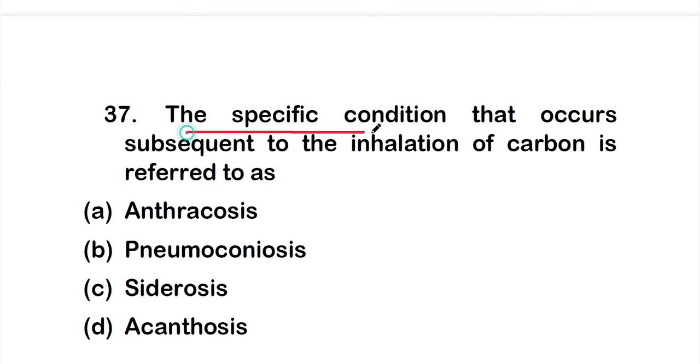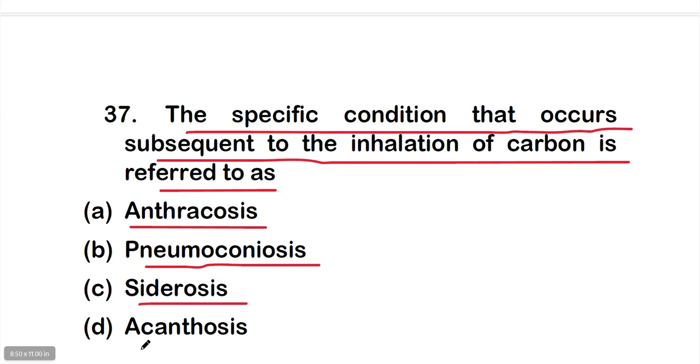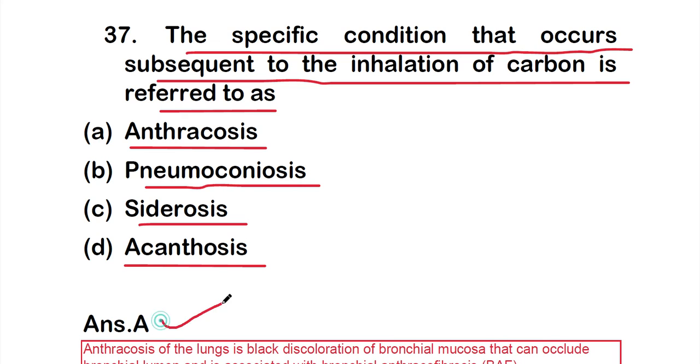The specific condition that occurs subsequent to the inhalation of carbon is referred to as option A anthracosis, option B pneumoconiosis, option C siderosis, option D acanthosis, and the right answer is option A, that is anthracosis. So the specific condition that occurs subsequent to the inhalation of carbon is referred to as anthracosis.